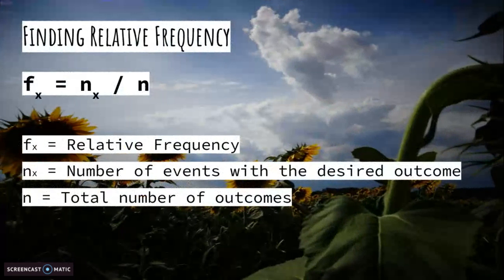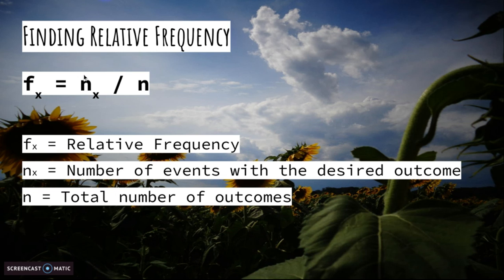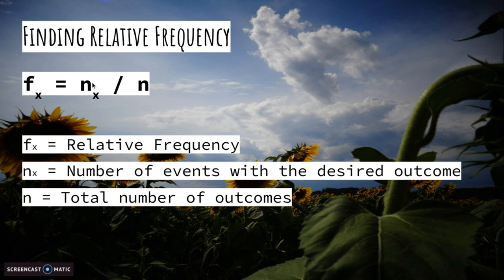You can find relative frequency by using this equation, which you probably have used before even if you don't recognize it, because when you say there's a 1/2 chance that you'll get heads on a coin when you flip it, you're using this equation, you just don't think about it. So F is the frequency, and NX is the number of events with a desired outcome. That's one event, that one side of the coin you want. And then number of outcomes, it could be heads or tails, so that's 2. 1 divided by 2, 1/2 chance.